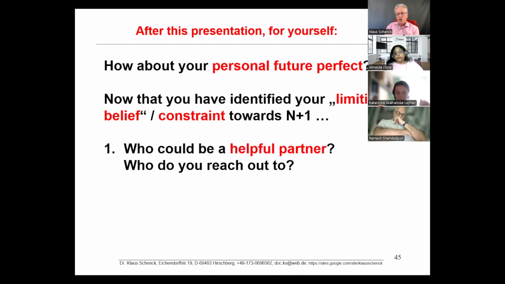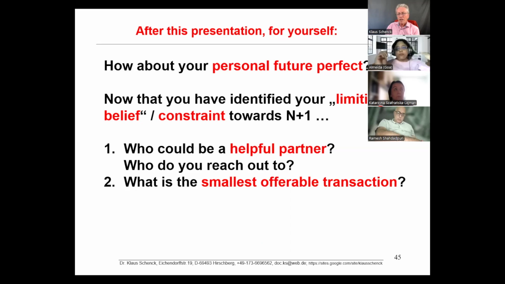Now, thinking in terms of this map, you might wonder who could be a helpful partner for you to make progress despite the constraint. Who could you reach out to? Would that be your best friend, your dad, your child, your business partner, your boss, your intervision partner from the solution-focused community? Who would be a helpful partner? What would they have to offer, and what would you have to offer?